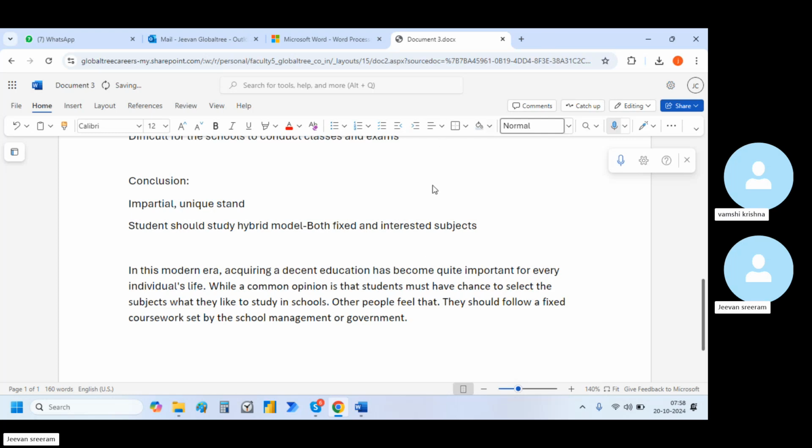Can you observe this, buddy? Yes, sir. So, in this modern era, acquiring a decent education has become quite important for every individual's life. This is a general topic statement with which every writing task response starts. Next, contrasting statements.